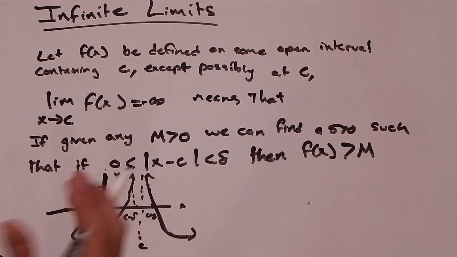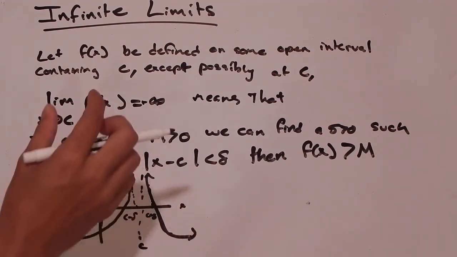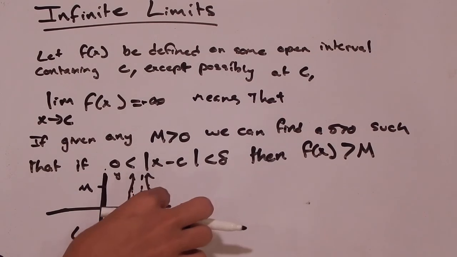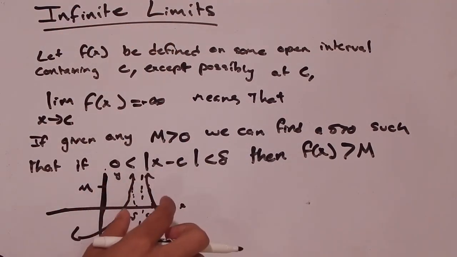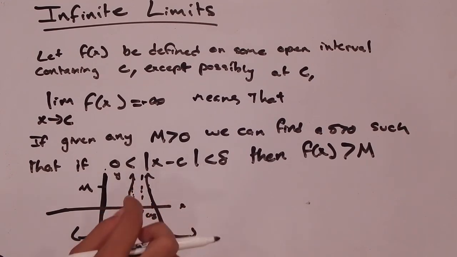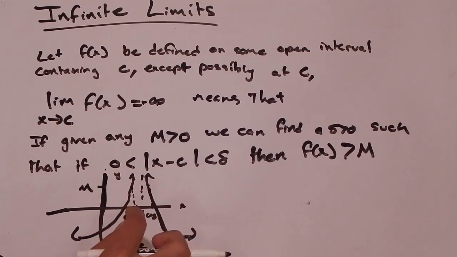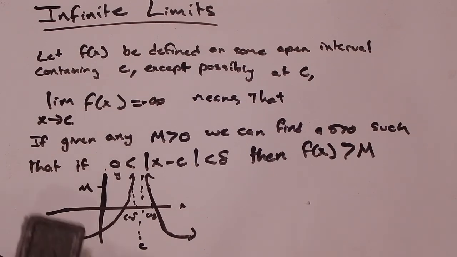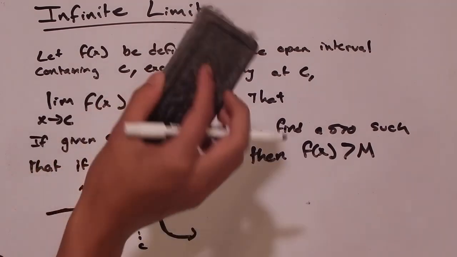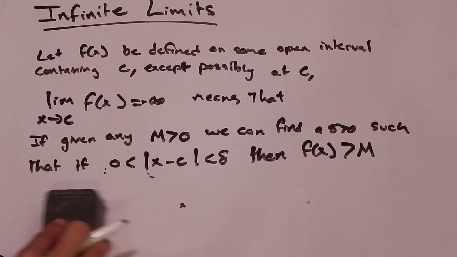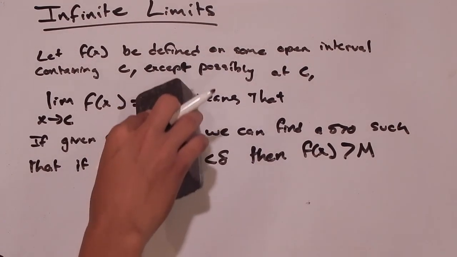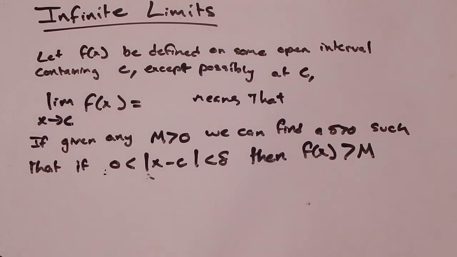And why can we do that every single time? Because as x gets closer and closer to c, f of x gets infinitely bigger, we just need to get close enough to c to find an interval that gives back f of x values that are going to be bigger than m. So that is our definition of the limit as x approaches c of f of x when it's equal to positive infinity. It's really easy to define what happens when we're looking at the limit approaching negative infinity.